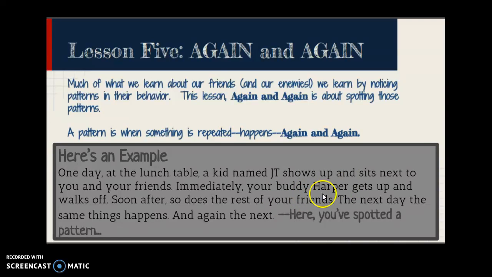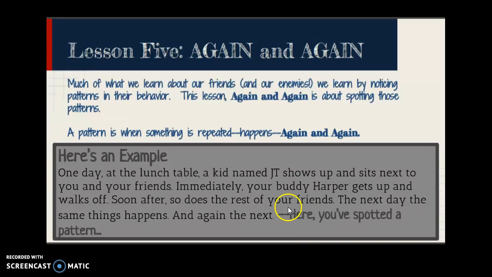We also know a couple more things about Harper. Harper seems to be the ringleader, because notice the rest of your friends also leave shortly after Harper does. He's always the first one to go. The rest of the friends always leave shortly after. So this tells us either he's popular, the ringleader, or just happens to be in charge. They may not like JT either, but they're waiting for Harper to leave first.